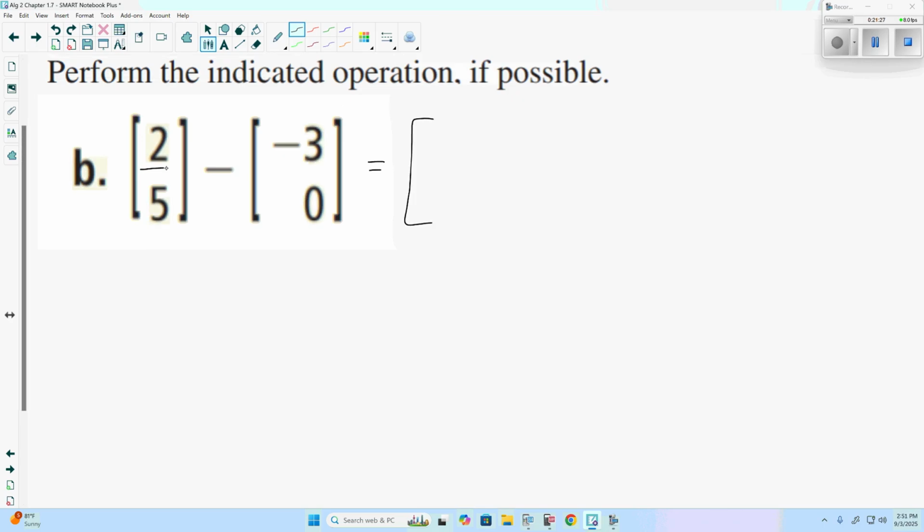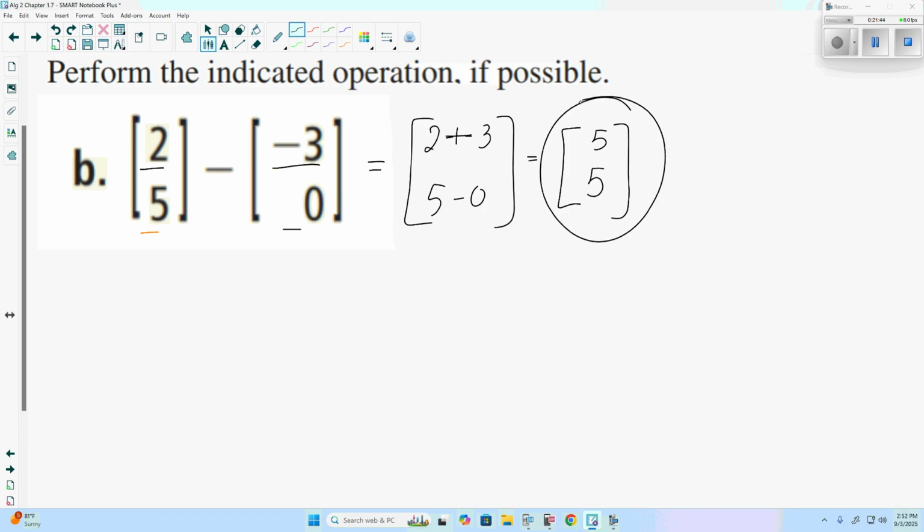So 2 minus -3 is the same as 2 plus 3, and 2 plus 3 is 5. 5 minus 0, that's just 5. I have had students ask, do I have to write the step in the middle?